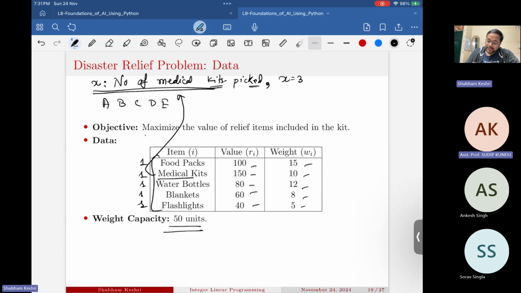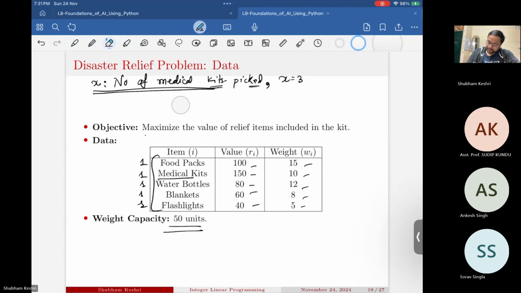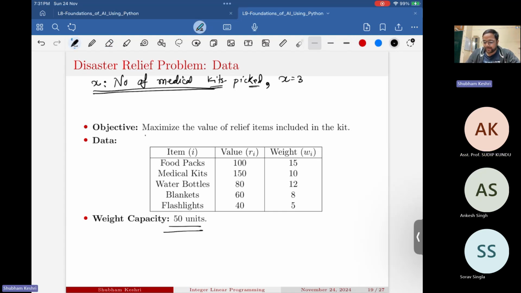So it is binary kind of thing then. It will be a binary variable. Okay, so we will just label these for our easiness. So we'll say food packet is 1, 2, 3, 4, and 5. These are just labels. So when I say 1, I mean food packet. When I say 2, it means medical kit.